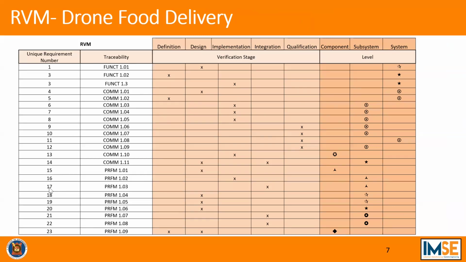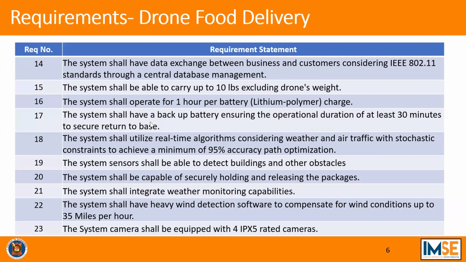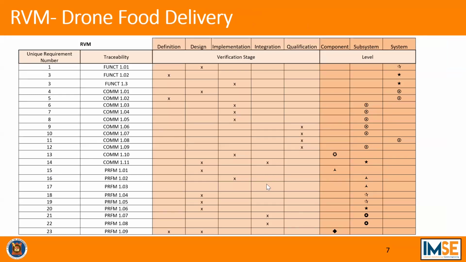For example, requirement number 17, the system shall have a backup battery ensuring the operational duration of at least 30 minutes to secure return to base. It is a performance level requirement, as this requirement is related to some other factors like activation signal of a sensor for backup battery, critical power levels of main battery, and many other subsystems. So we can verify it in integration phase, because in integration, the combined subsystems are verified.